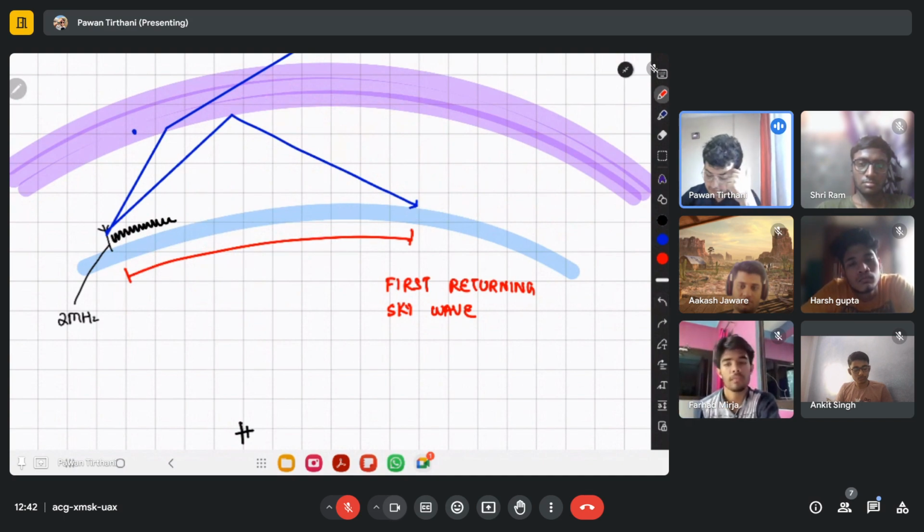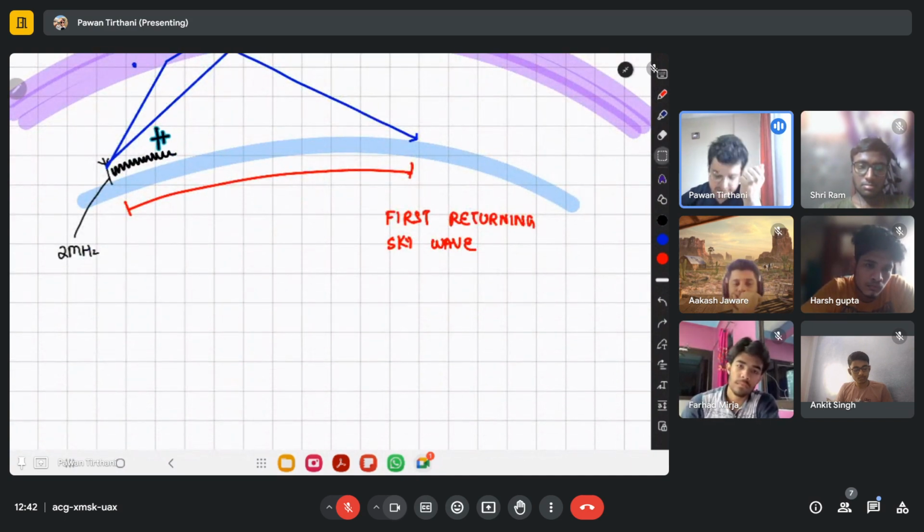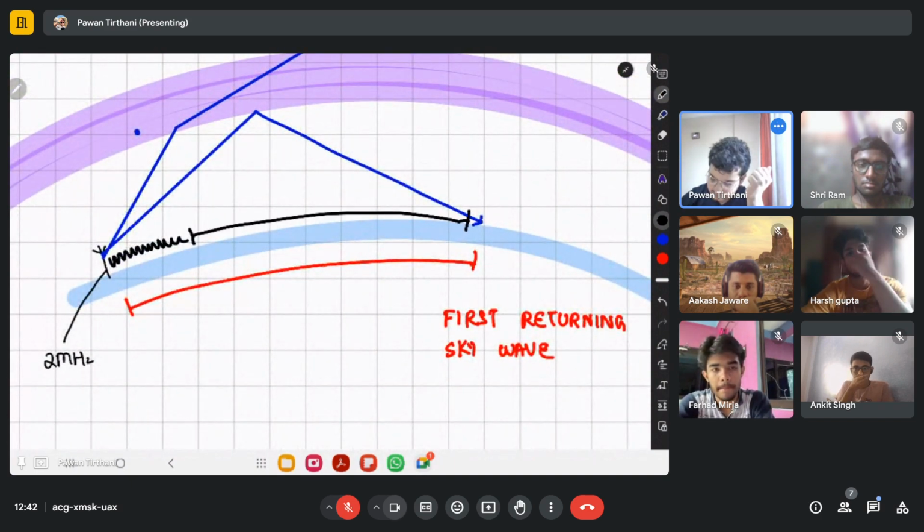Okay, cool. So that is why I told you, you will be getting adequate reception over here. If your aircraft is here, you will not get reception over here, and you will get reception over here. So you do not have any signals from this point to this point. Correct? Exactly.